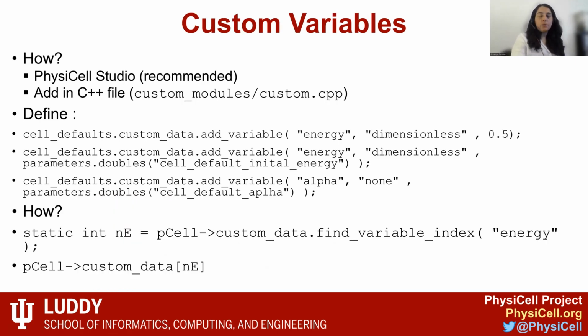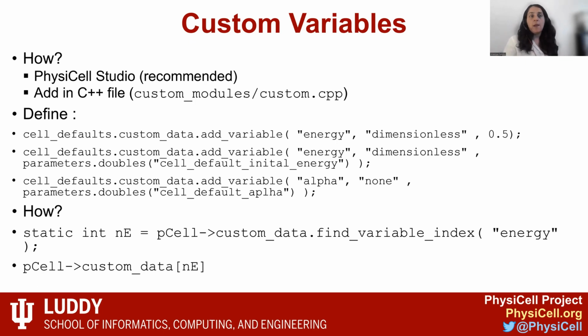Okay, next important thing is custom variables. Each cell has some data attached to it, and custom variables are the things that we attach to each cell. Again, these are cell-level things. The user parameters are the overall simulation-level things that you can access, but custom variables are attached to each cell, and we can add these custom variables using PhysiCell Studio.